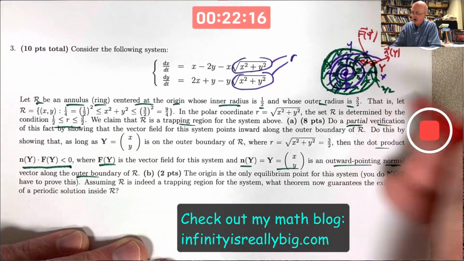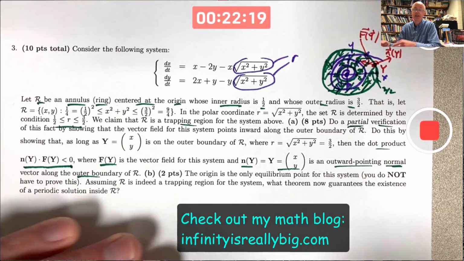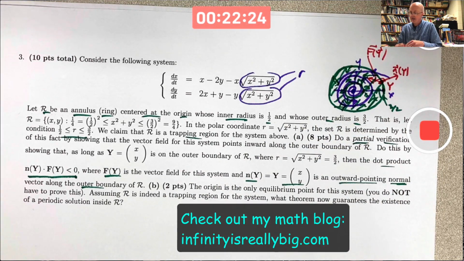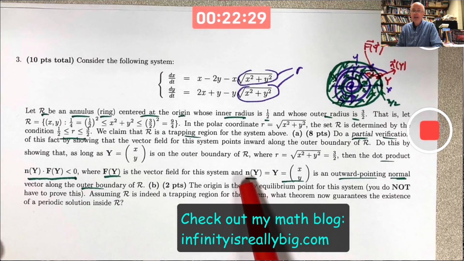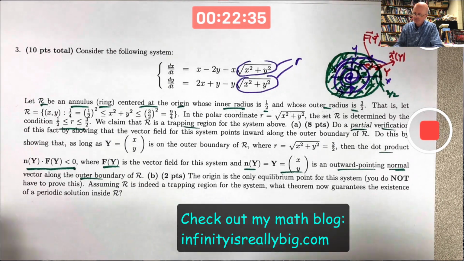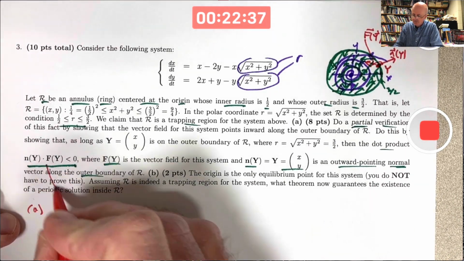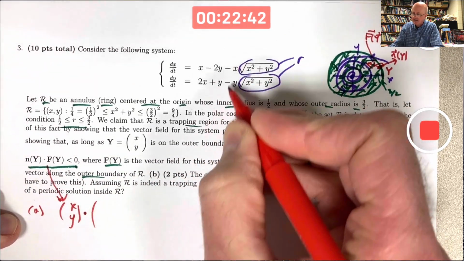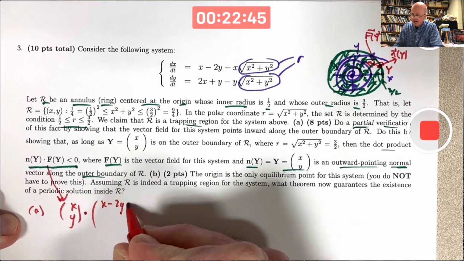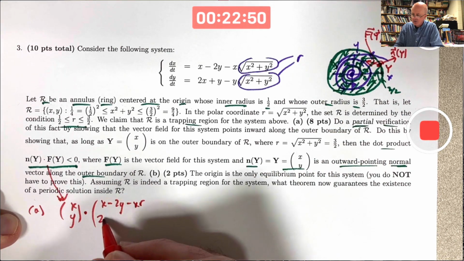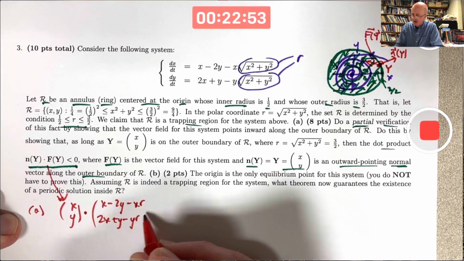I do that at an arbitrary point, and that'll verify that the dot product is negative everywhere, and that the vector field is pointing in along the outer boundary. To fully verify it's a trapping region, we'd also have to verify it's pointing inward along the inner boundary, and we'd want to take an inward pointing normal vector. So it's just a matter of computing this dot product, using n of y, which has components x, y, and the vector field, which has these components: x minus 2y minus x times r, where r is the polar coordinate, and 2x plus y minus y times r.